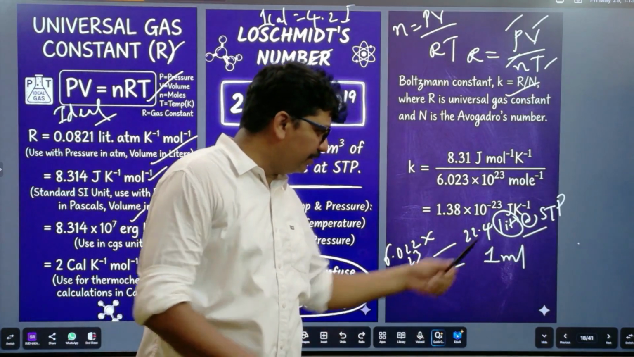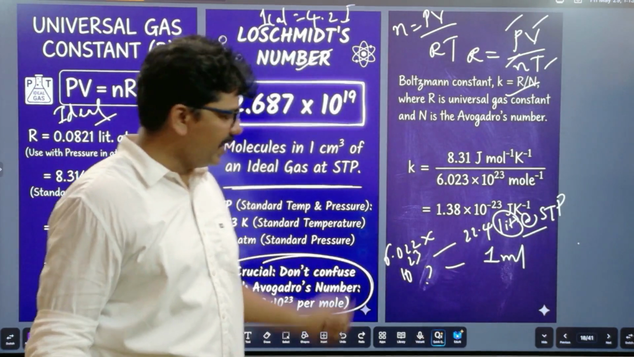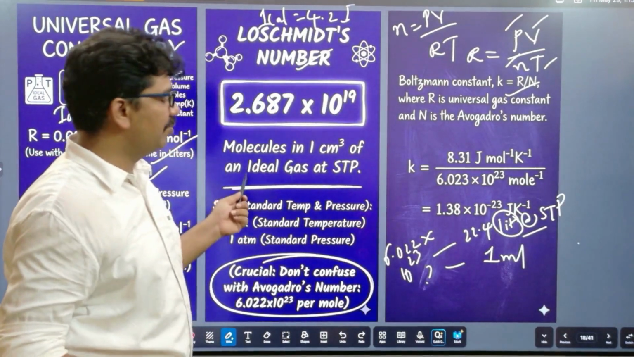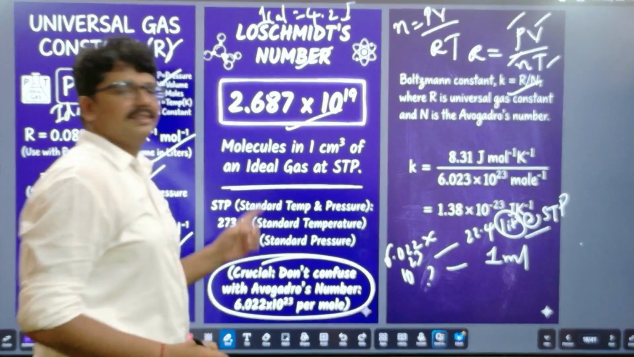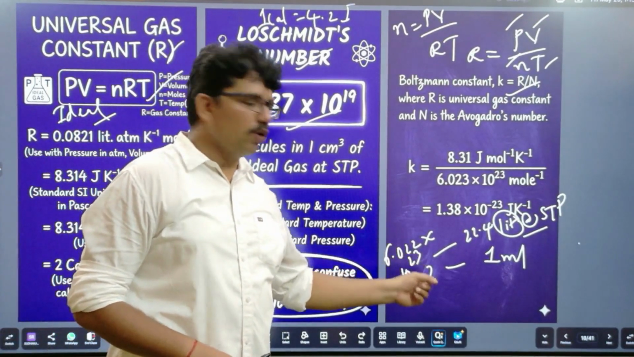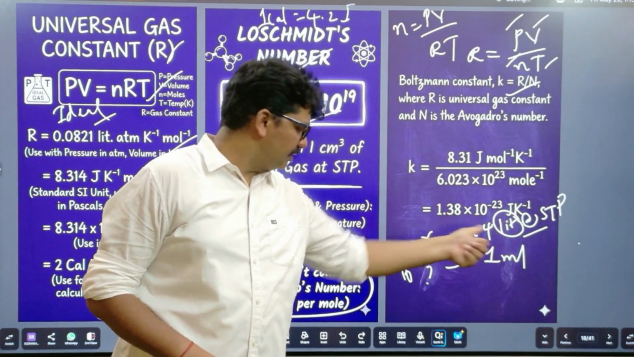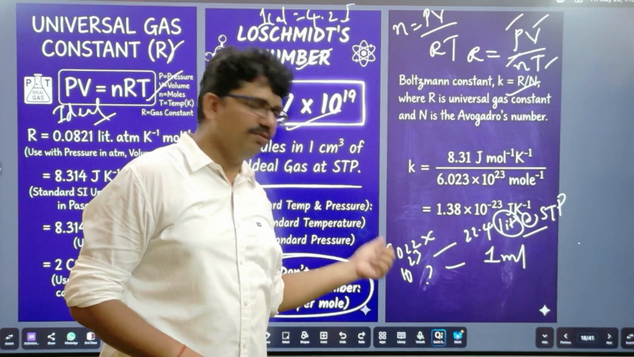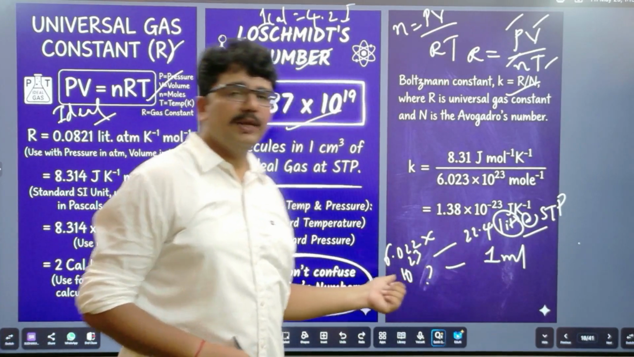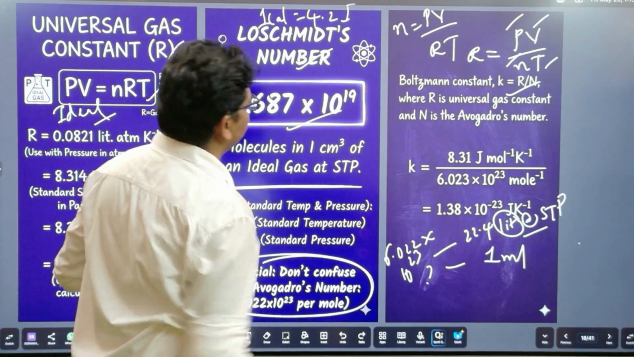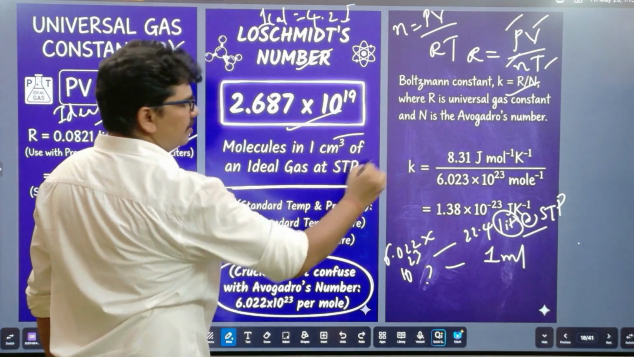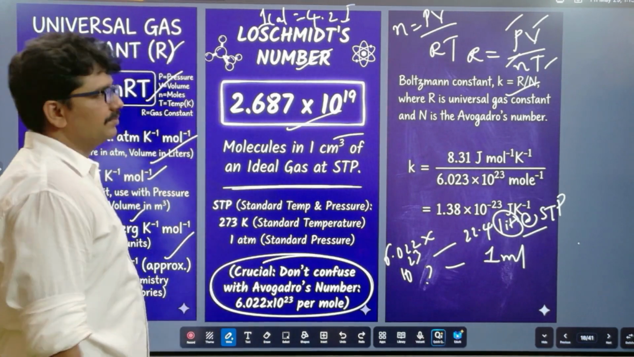22,400 milliliters of gas contains Avogadro number of particles, Avogadro number of molecules at STP. So at STP, 1 ml of gas contains how many particles? That is the Loschmidt number, 2.687 into 10 power 19. These are the molecules in 1 centimeter cube of ideal gas at STP.